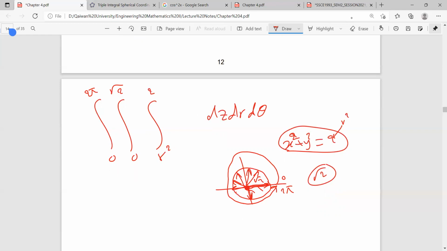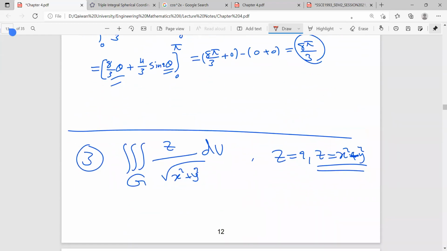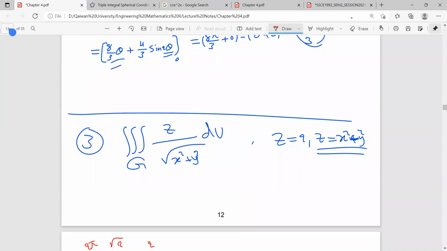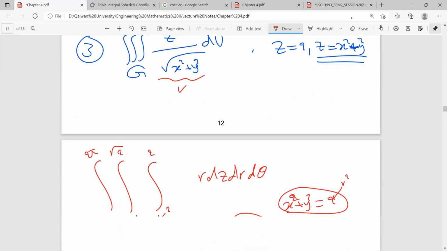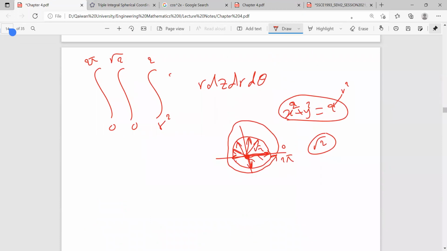Now we have the function. The given function is z over square root of x squared plus y squared. As I said before, it's possible to have z in the function, but we must have no x and y in the function. We said r squared equals x squared plus y squared, so r is square root of x squared plus y squared. That means here we replace the square root of x squared plus y squared by r, and it equals z over r times r dz dr d theta.